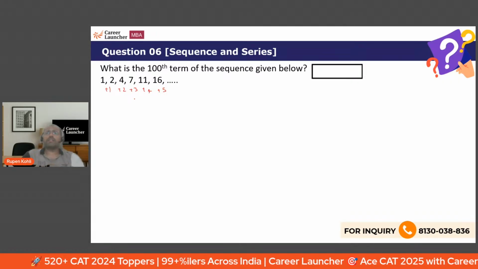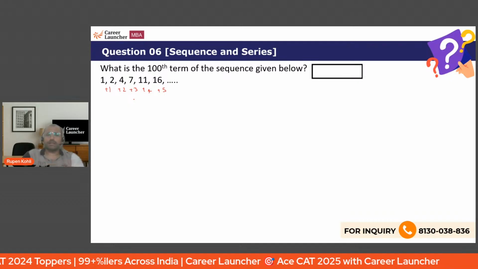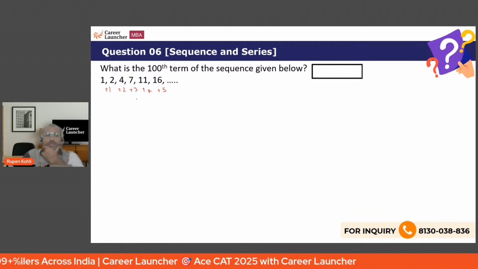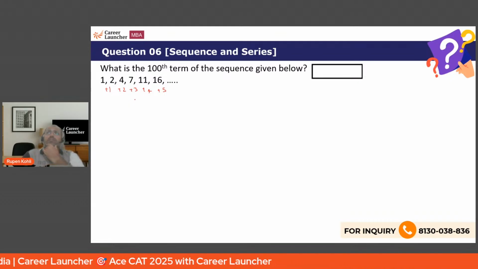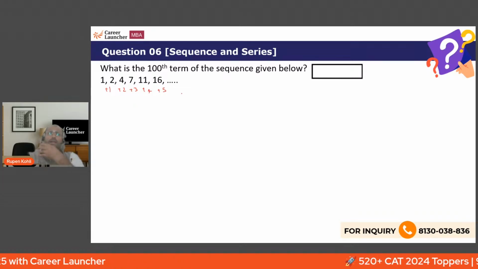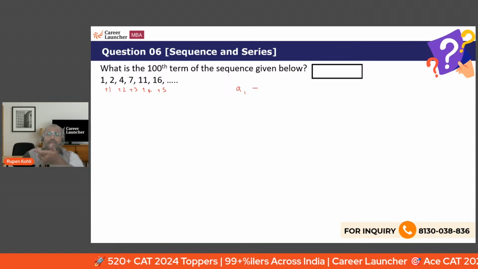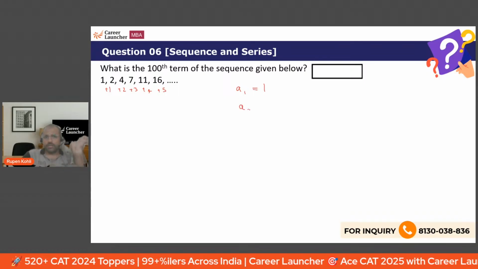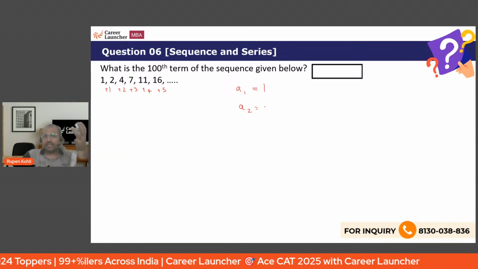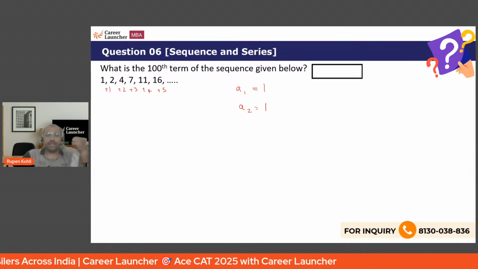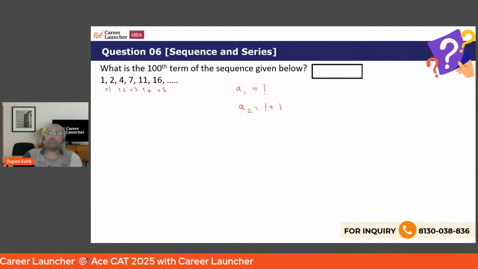How do you find the hundredth term, by the way? You have understood the pattern, but then how do you find the hundredth term? Now, the idea is not to start to try to find the formula for the nth term, but just follow the pattern. So the first term, I'm just naming the sequence with letter A. The first term A1 is given as 1. The second term, just write it in the way we have achieved it. We have basically added 1 to the previous term. So A2 is 2, which is 1 plus 1.